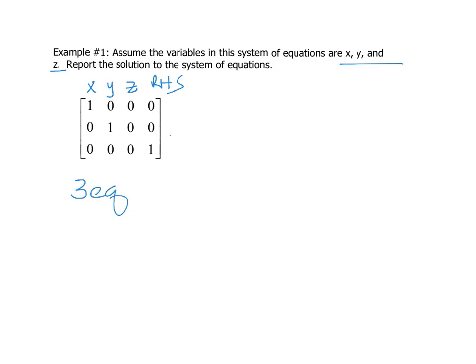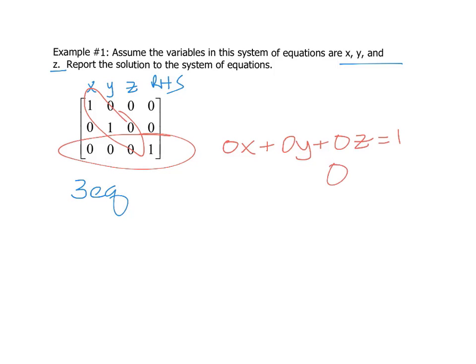And where we're going to look first when we don't have the ones along the diagonal, we're going to look at that bottom row. So if I translate that back into equation form, I have 0x plus 0y plus 0z equals 1, so that tells me 0 equals 1. That's not true. That's a false statement. This means there is no solution to this system of equations. There's no x, y, and z value that solves all three equations.